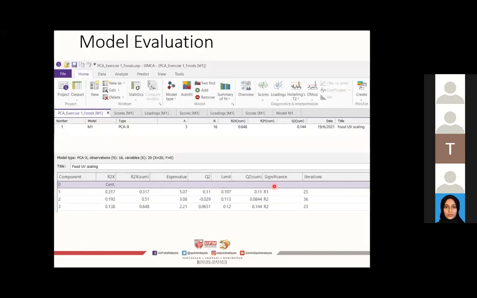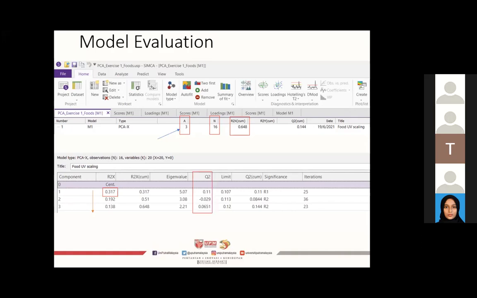Okay, model evaluation. Principal components are referred to here as A, and N is the number of samples used in this model. The number of PCs taken into account to create the model was 3. The best fit, R2X cumulative, indicates that 3 PCs explain a total of 64.8% of the variance. The remaining 35.2% does not contribute to the projection. The first PC always explains the largest variance, and as you add more PCs, this value decreases.